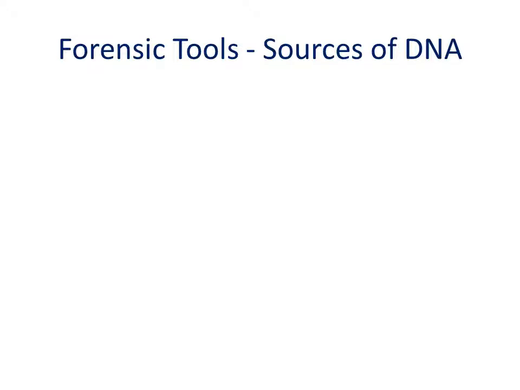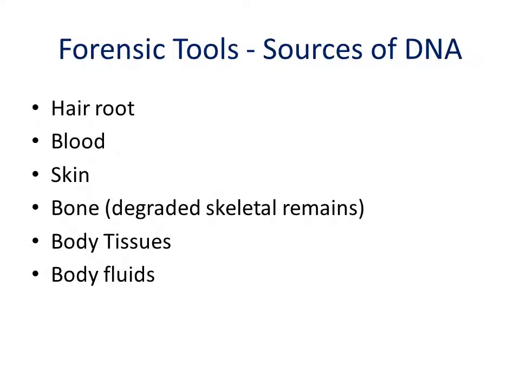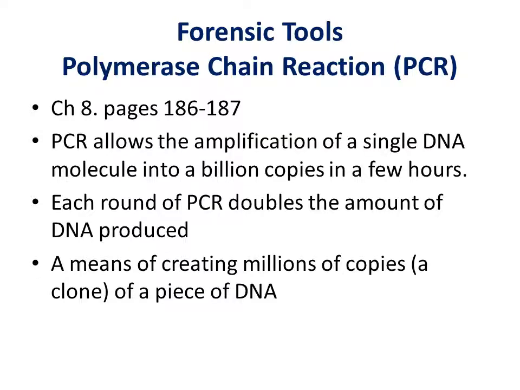So where do we actually get the DNA? The DNA can come from things like your hair root, blood, skin, bone. Bone can even be partially degraded. We can also get this from various body tissues as well as body fluids. So the first step in this type of analysis is you have to amplify the DNA sample that you've obtained.